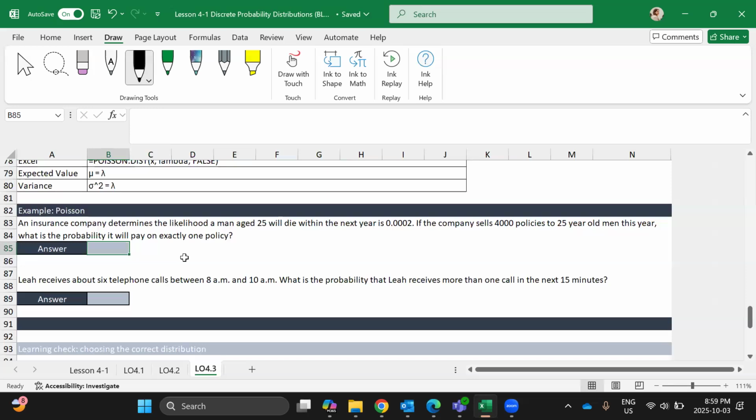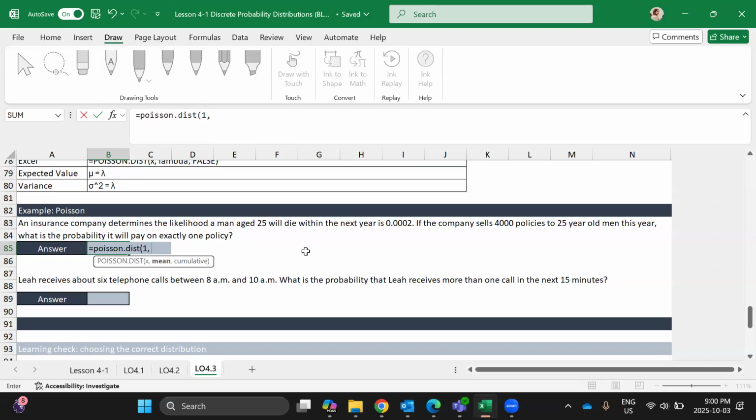Our first one. An insurance company determines the likelihood a man aged 25 will die within the next year is 0.0002, so very low. If the company sells 4,000 policies to 25-year-old men this year, what is the probability it will pay on exactly one? So this involves time, since it says within the next year will these people die. What is the probability they'll pay exactly one policy? So 1 is the X.